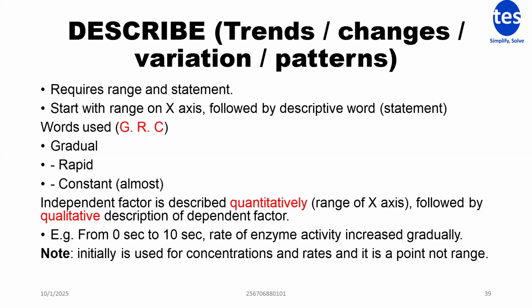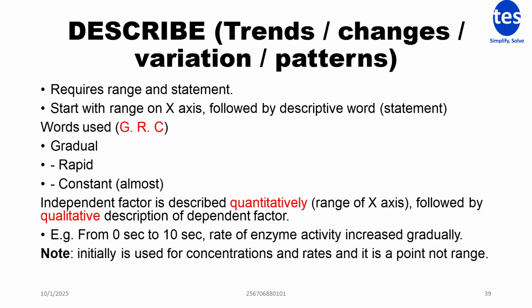But you should always just use GRC. Also, it is very wrong to miss out on the word increase or decrease, apart from for constant. For constant, of course, you can't say there is a constant increase. No. If it is constant, it is constant or almost constant. But for gradual, don't miss out on the increase or decrease because it gives it direction. So you can say from 0 seconds to 10 seconds, the rate of enzyme activity increased gradually. Okay?